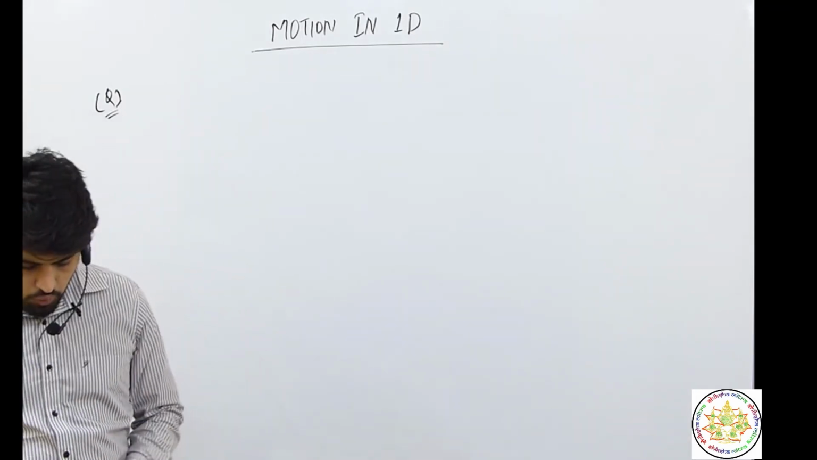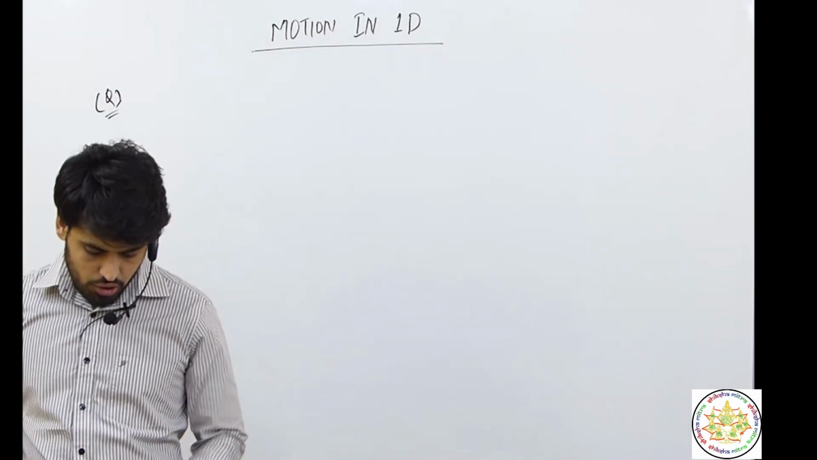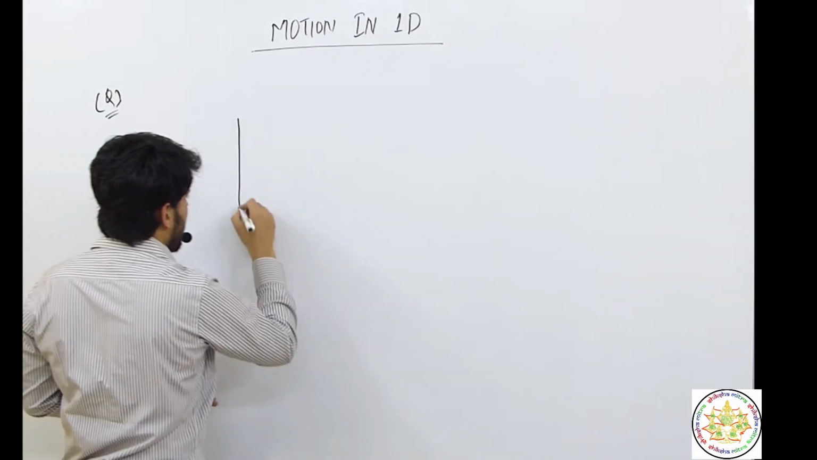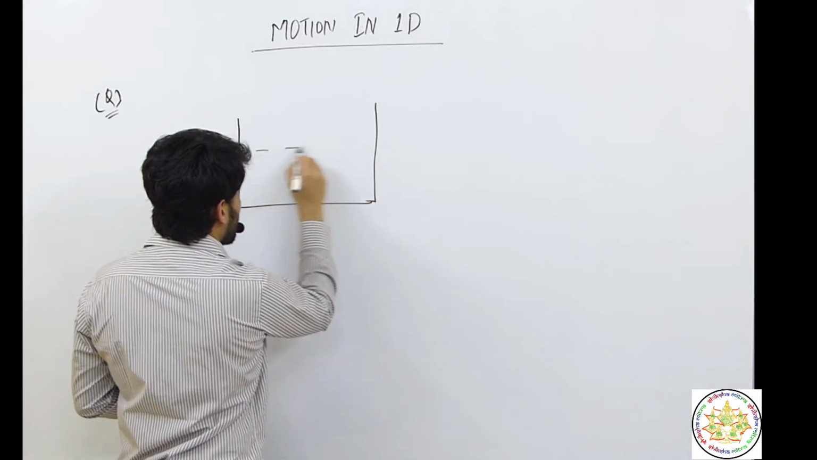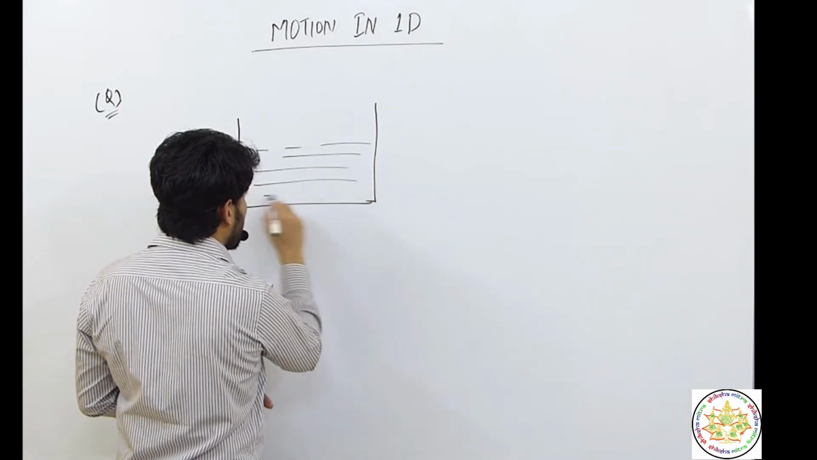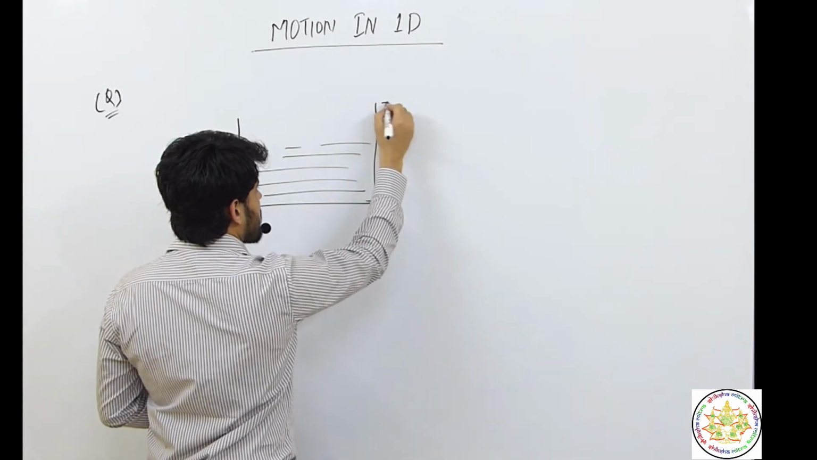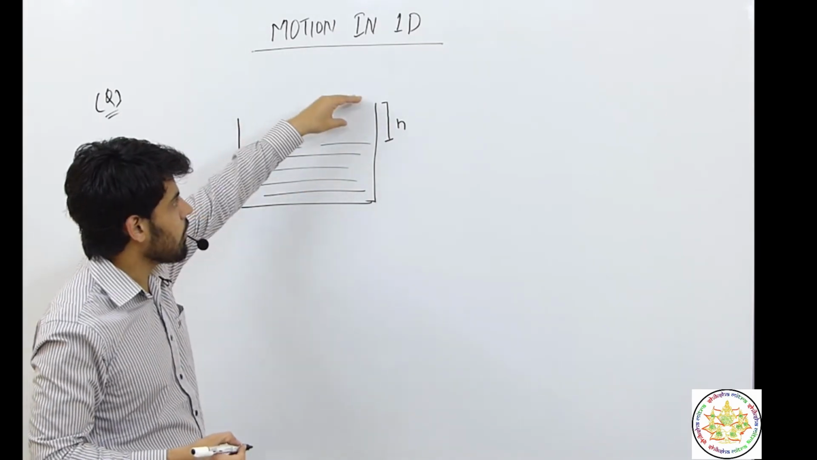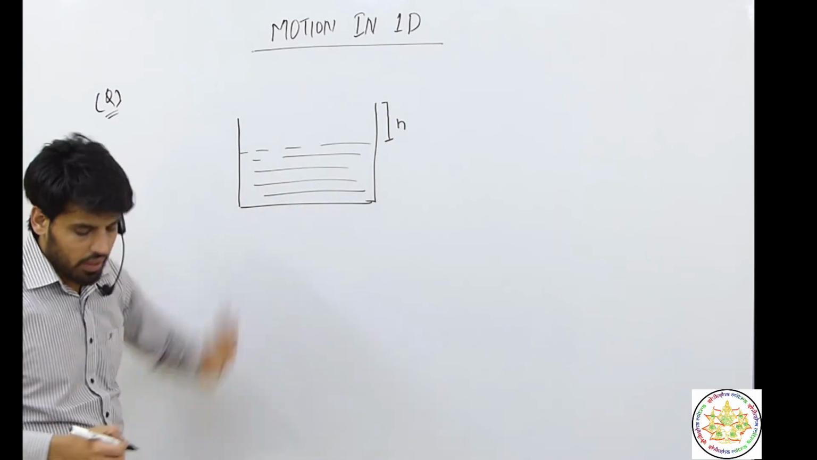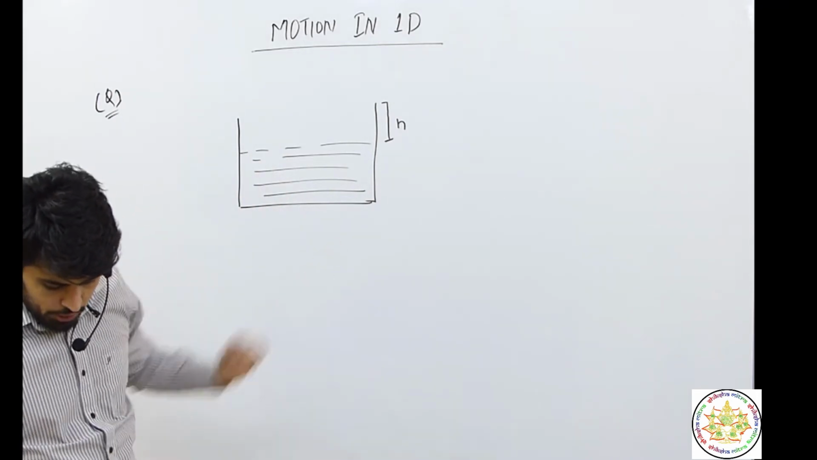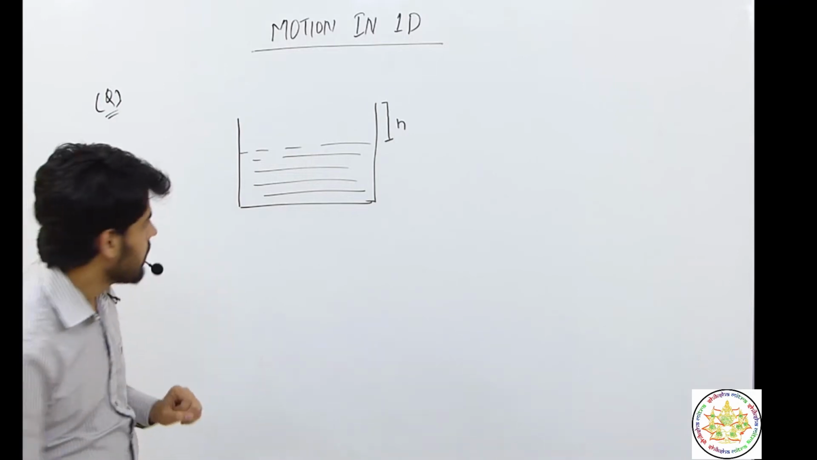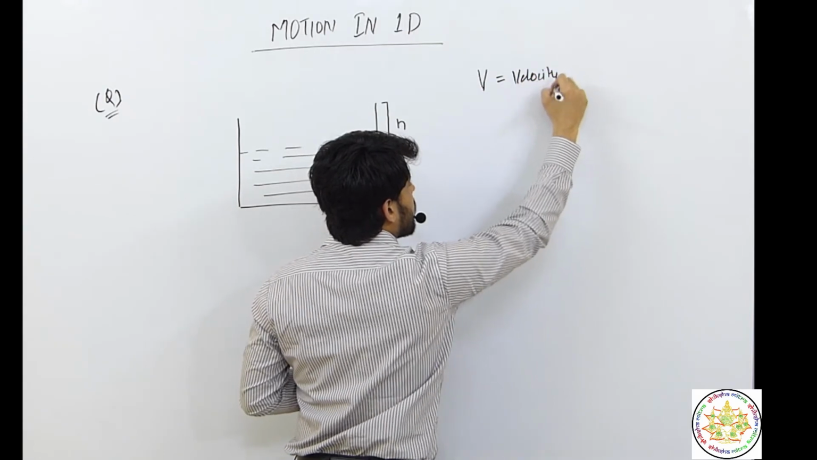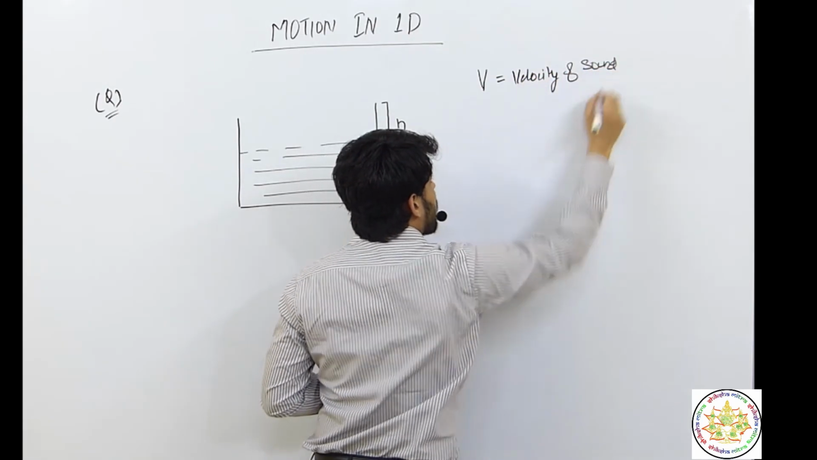A stone is dropped into a well in which the level of water is h below the top of the well. I'll draw the diagram first. This is the well, this is the water, this is the height, the level of the water below from the top of the well, this is the height h. A stone is dropped into this. If v is the velocity of sound, we will take v as velocity, it is given in the question, velocity of sound.